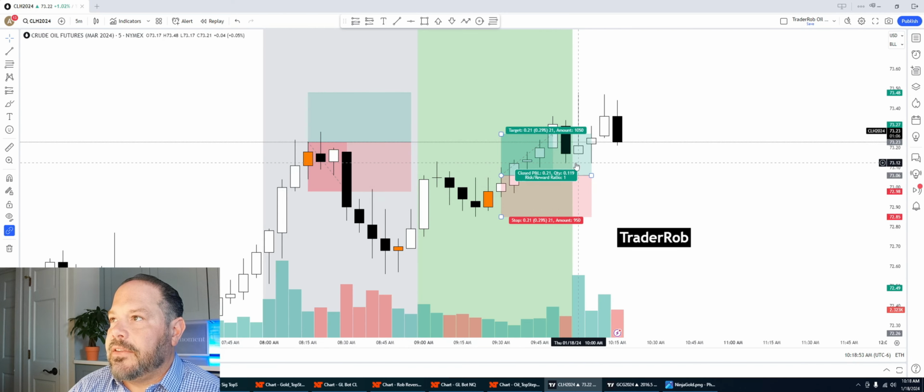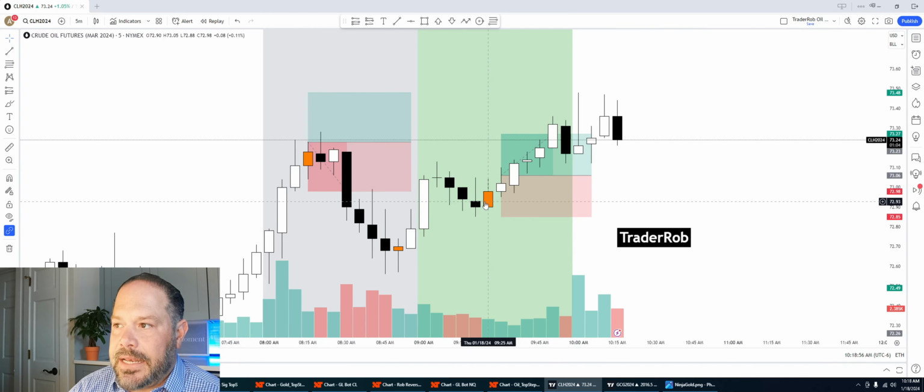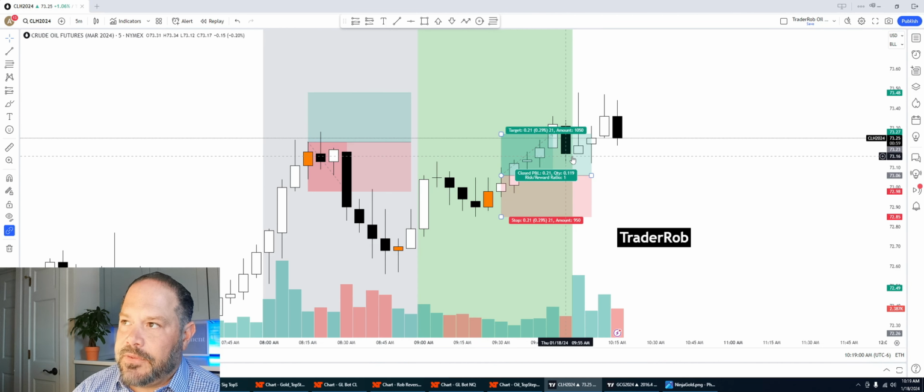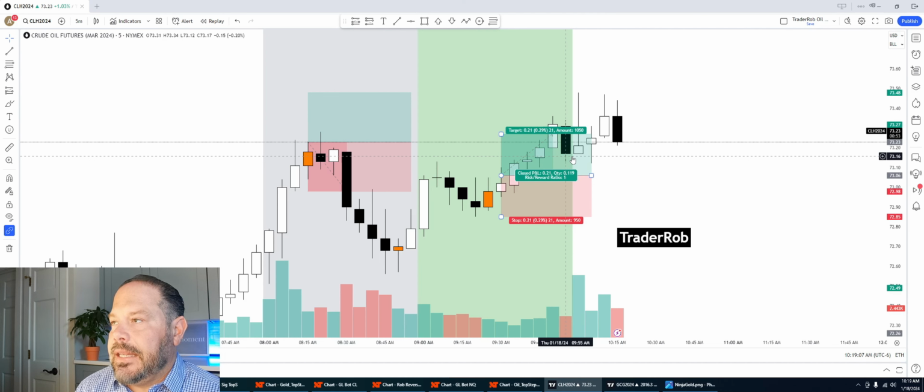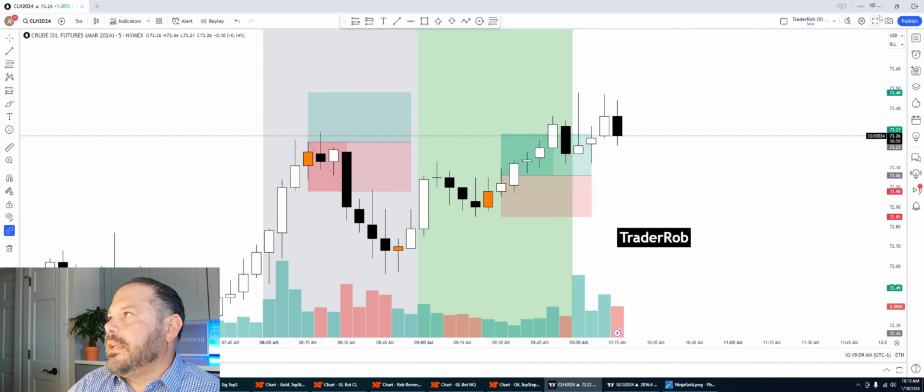And then second session in oil, we get an inside bar at 9.25, and that one takes full take profit. I was able to take that in cash like I normally do, but I was also able to take that in the reset eval account.